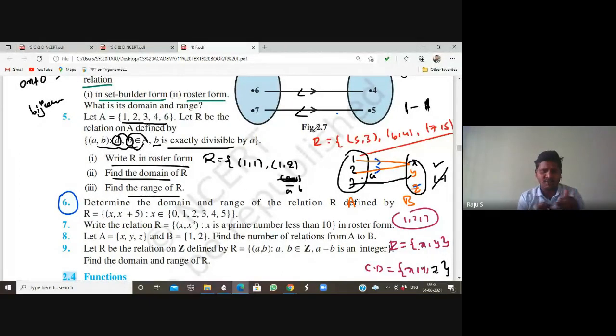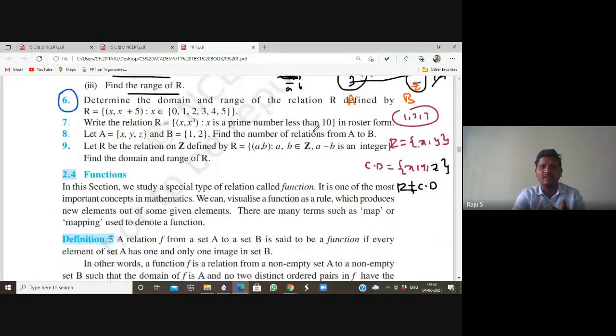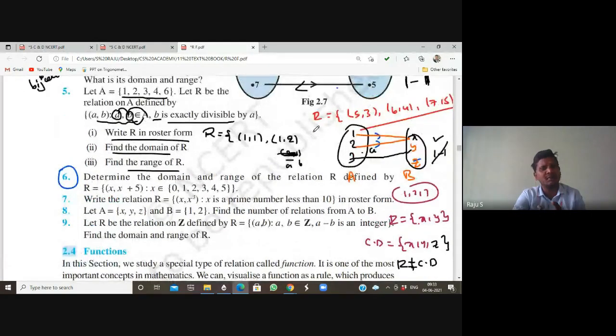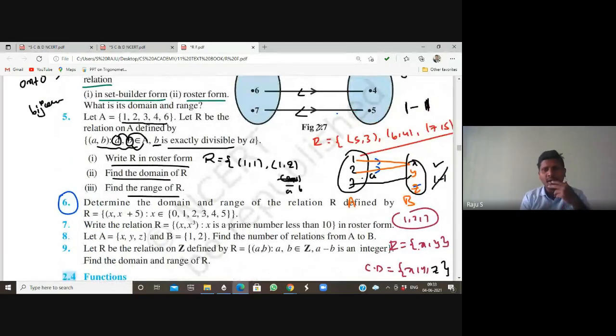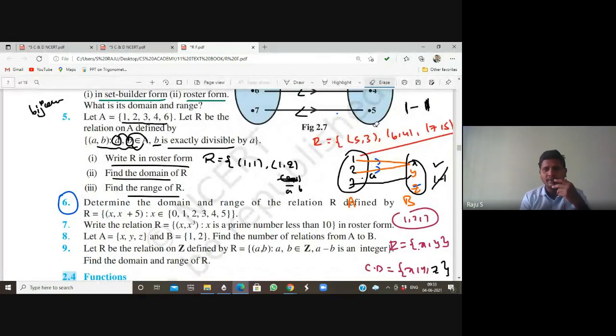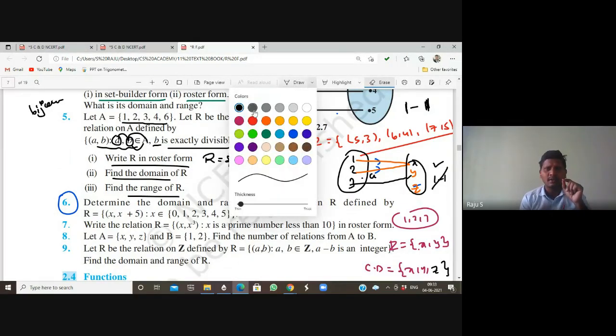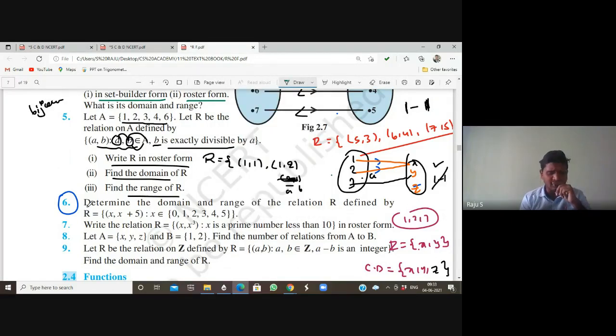Anyhow, after completion of this relations concept, in the functions chapter I will explain very clearly. Right. Coming to question number 6. What is the answer? You try to do all the questions yourself, because they are all easy. No? What is the answer? Determine the domain and range.